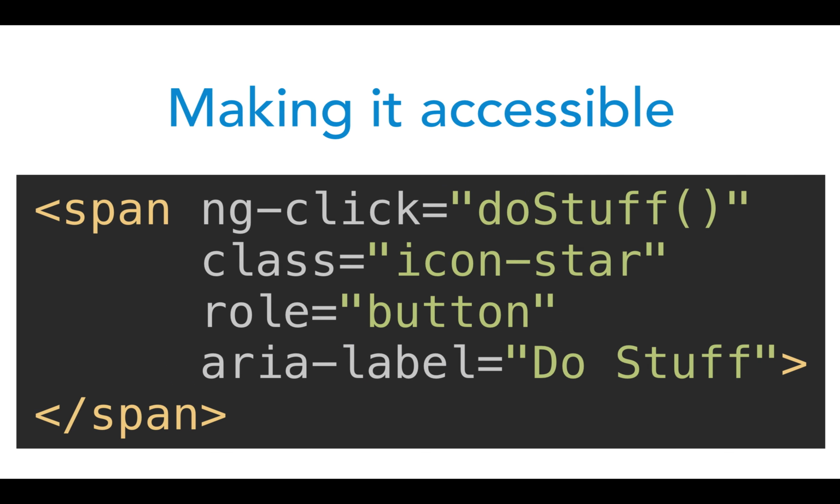Fortunately, ARIA comes to the rescue and helps us make our icon accessible, and it does this by giving us additional attributes we can add. So the first one I'm going to add is the role attribute, and that really just specifies what sort of widget this is. In this case, I'm just going to say that it's a button. The second attribute I'm going to add is ARIA label, and that's just some plain text that a screen reader will read out when it is paying attention to this icon or reading over this icon. However, a browser will just completely ignore this value.